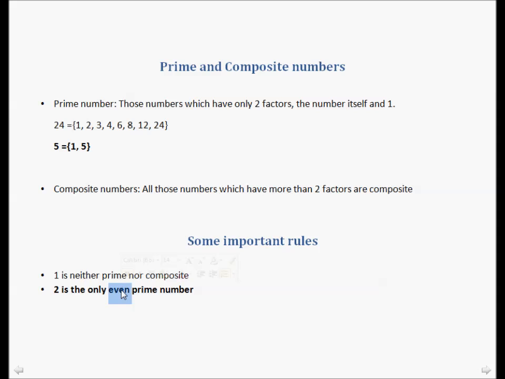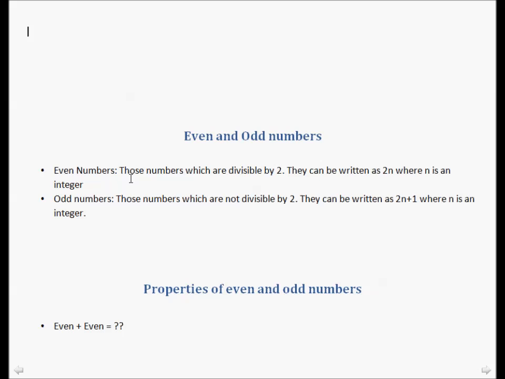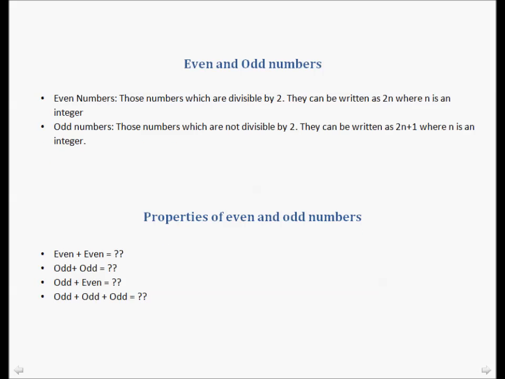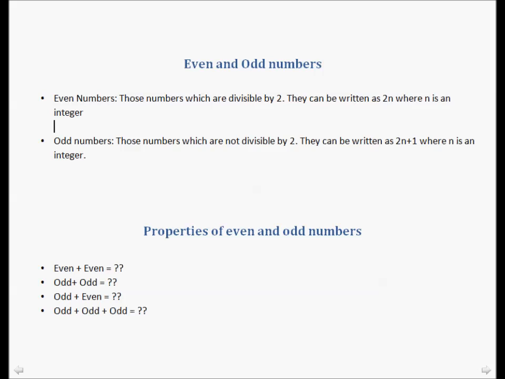Now here we have introduced the term even. Let's understand what are even numbers and what are odd numbers. So what are even numbers? Those numbers which are divisible by 2. Simple, as simple as that. Any number which is divisible by 2 is an even number, right? So let's take a few examples. 2 is divisible by 2, 4 is divisible by 2, 6 is divisible by 2, 8 is divisible by 2, 90 is divisible by 2, and so on. So these are even numbers.